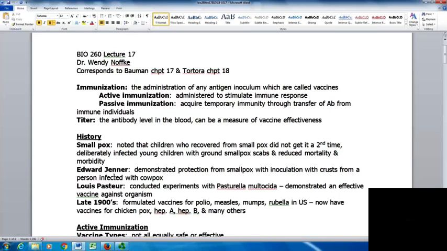When we're looking at a titer, this is the antibody level in the blood. It can be a measure of vaccine effectiveness.